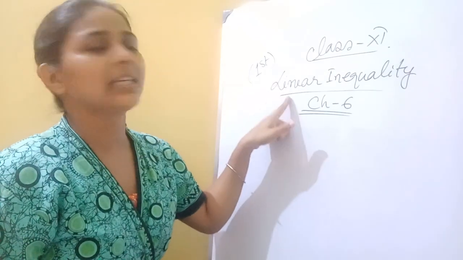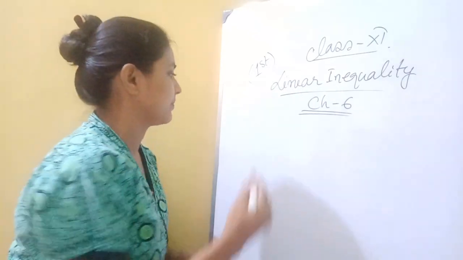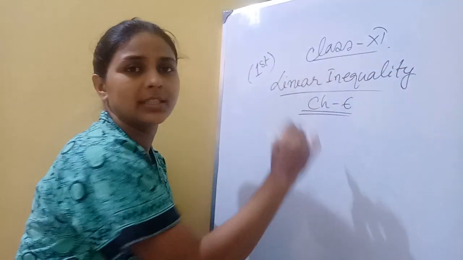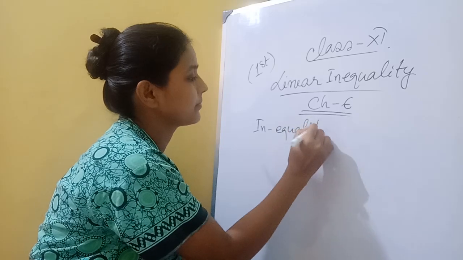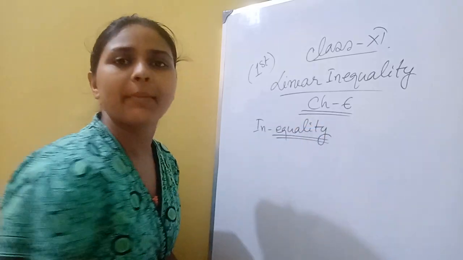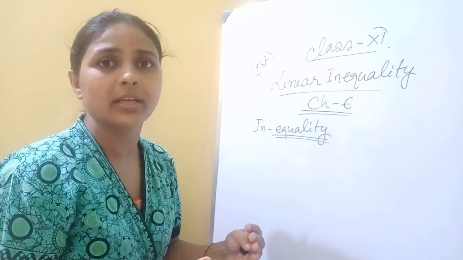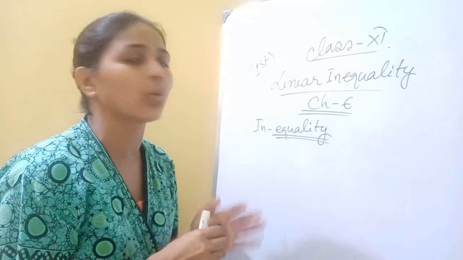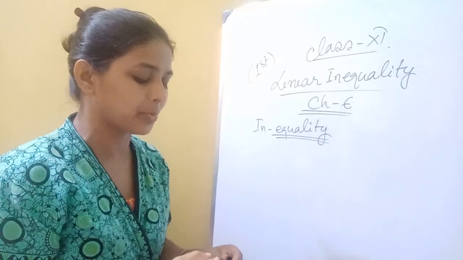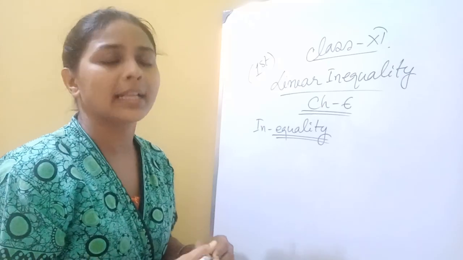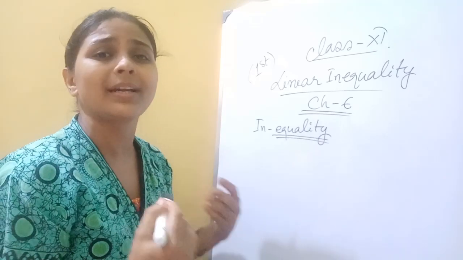Chapter number 6, that is linear inequality. So first we need to know what is inequality. The word inequality, you can see it is inequality, right? Now equality everybody knows already. Till today we have dealt with only equality sign. We haven't done normal calculations with inequality signs. So what are inequality signs?